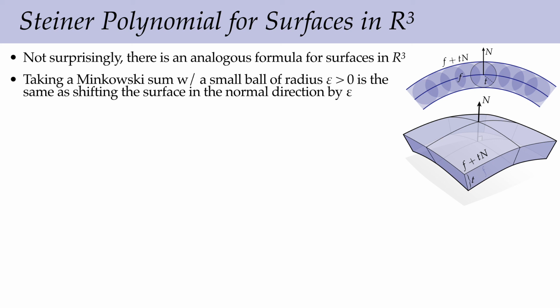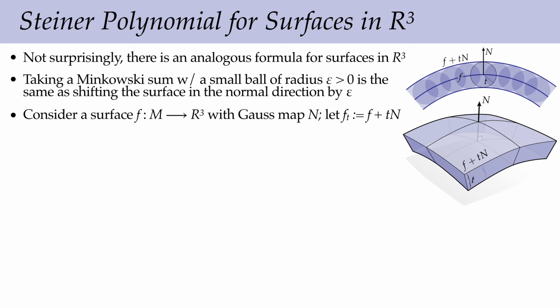epsilon. Another way we could write this down is to consider a parameterized surface f, which has a Gauss map N, and we're going to consider a family of surfaces f_t equal to f plus tN. So starting at time 0, we have our original surface, and then as time goes on, we're going to move the surface in the normal direction. This is going to have the same kind of smoothing effect, in a way. And we can ask, how does the area, for instance, of the smooth surface change? Area is a little easier to write down than volume, given what we've already done.